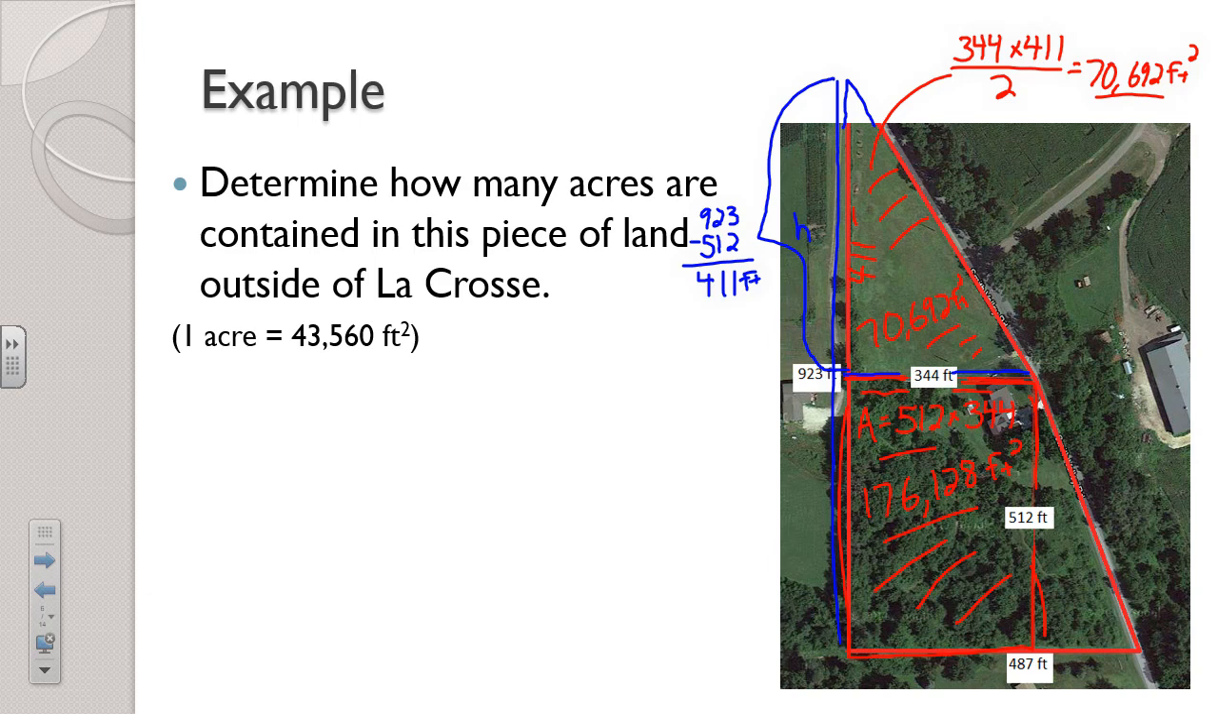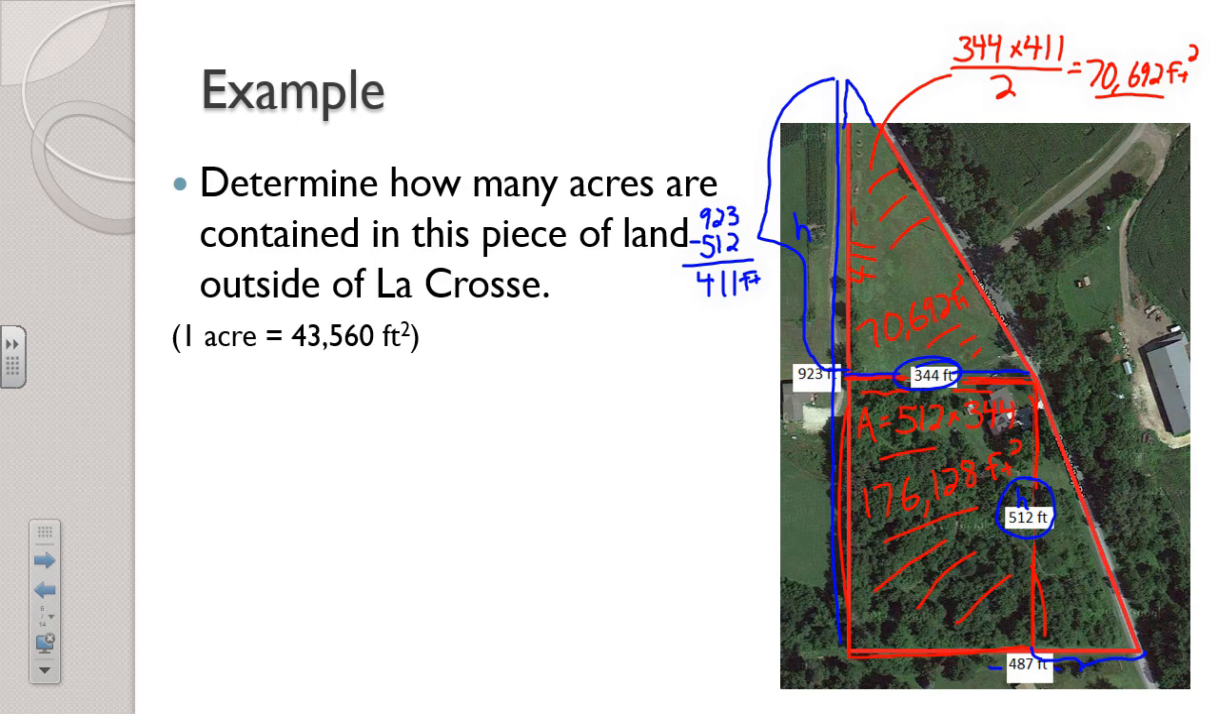And finally, we've got this little triangle over here on the right. We know what the height of this triangle is. The height here is 512 feet. We don't know what the width of this triangle is, though. But we do know that this whole thing is 487 feet wide and that 344 of it is the rectangle.